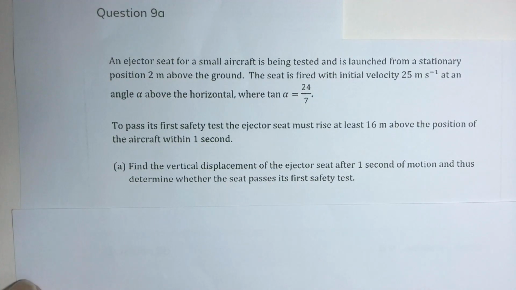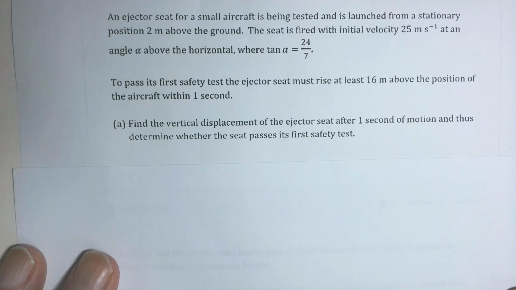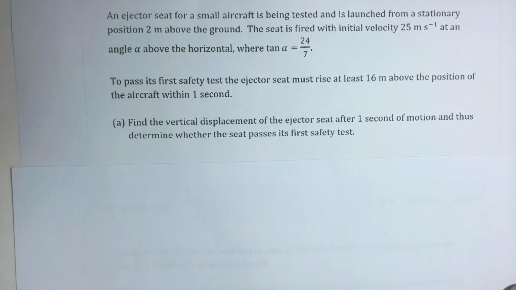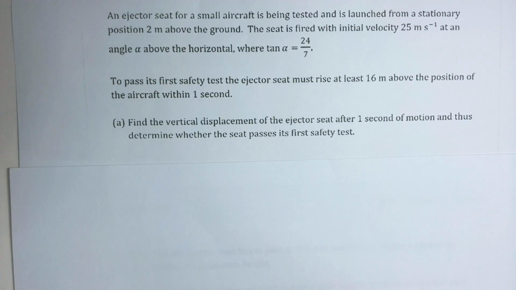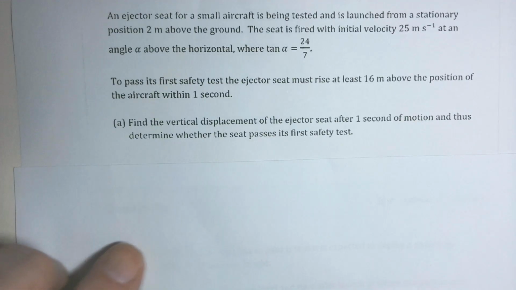Okay, the last one that we're going to do is this one, which is about an ejector seat and a small aircraft. We're told that it's been tested, and it's currently 2 meters above the ground. The ejector seat is fired with an initial velocity of 25 meters per second at an angle alpha above the horizontal, where tan alpha is 24/7.